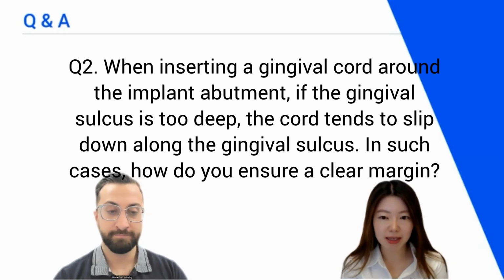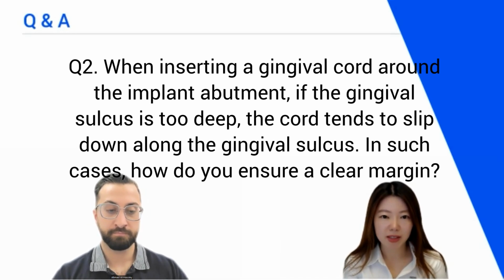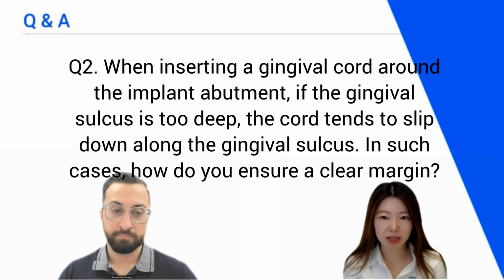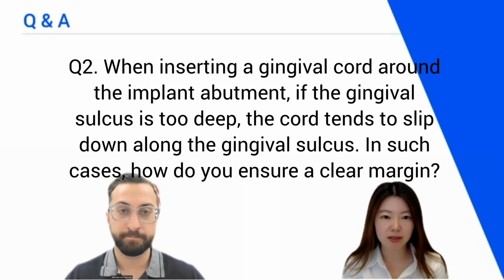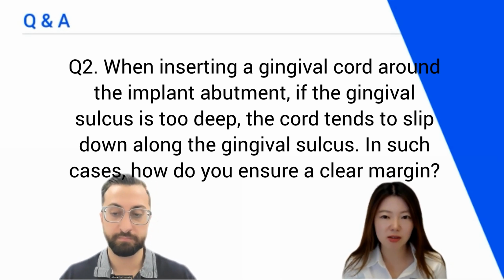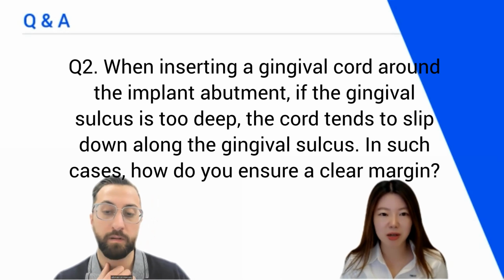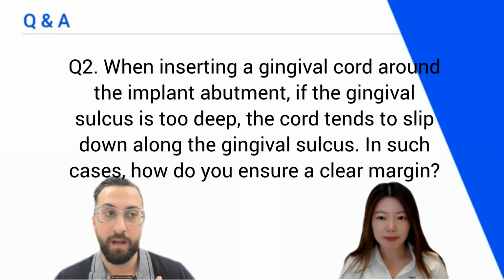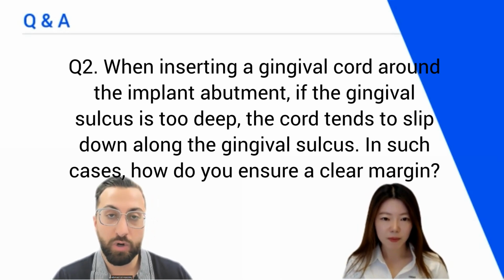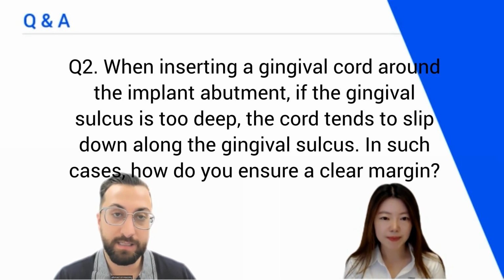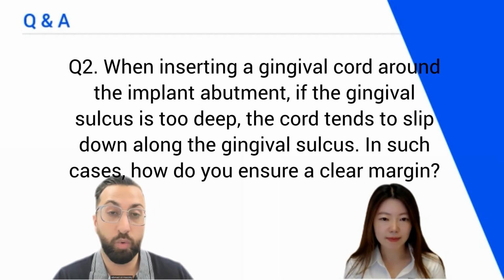Next question, second question. When inserting a gingival cord around the implant abutment, if the gingival sulcus is too deep, the cord tends to slip down along the gingival sulcus. In such a case, how do you ensure a clear margin? That's what I was mentioning when I was talking about the implants, is that really it's not an ideal workflow to try to scan an implant abutment.